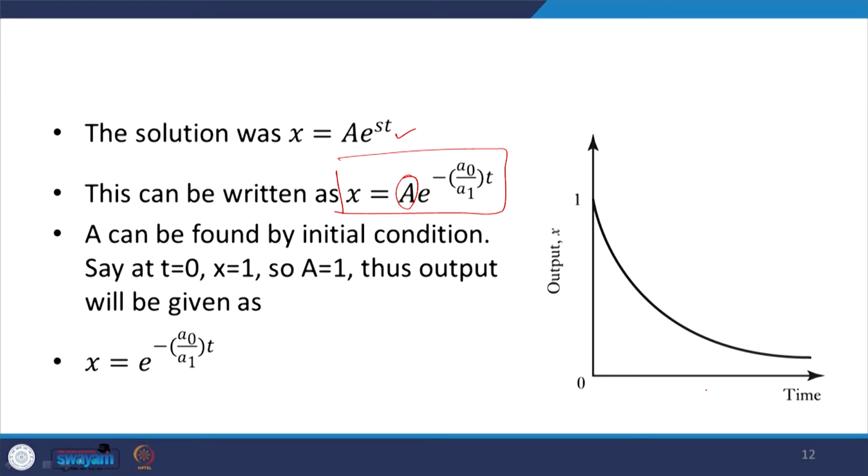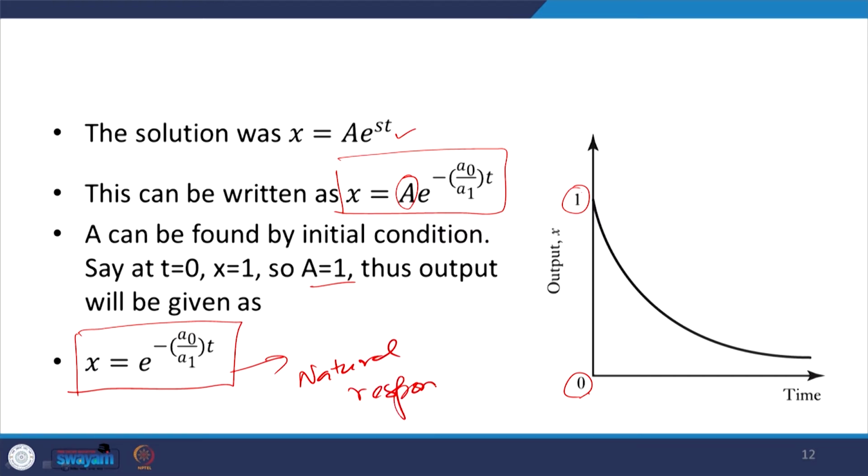So, suppose at time t is equal to 0, there is some output. If I put x is equal to 1 at t is equal to 0, I will get a is equal to 1 from here. So, this is the solution for the expression. This is actually what I said as the natural response, the natural response for the first order system.